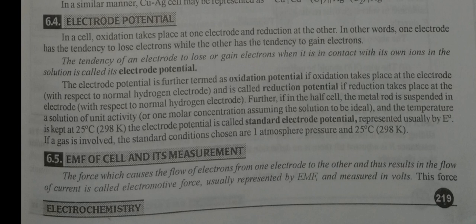Further, if in the half cell the metal rod is suspended in a solution of unit activity or 1 molar concentration, assuming the solution to be ideal and the temperature is kept at 25 degrees Celsius, the electrode potential is called standard electrode potential, represented usually by E naught. If a gas is involved, the standard conditions chosen are 1 atmosphere pressure and 25 degrees Celsius.